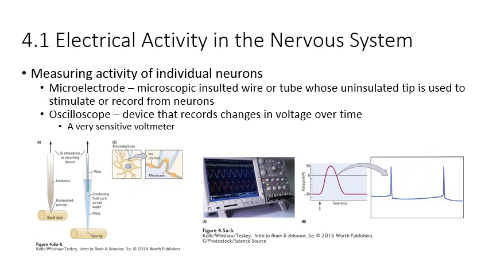Some ways that we can measure activity of individual neurons include inserting a microelectrode, which is a very, very small, microscopic insulated wire or a tube filled with salty water whose uninsulated tip is used to stimulate and record from those neurons. And an oscilloscope is a device that records changes in voltage over time. It's like a very sensitive version of a voltmeter, and EEG is like a bunch of oscilloscopes that record the activity at a bunch of different sensors.